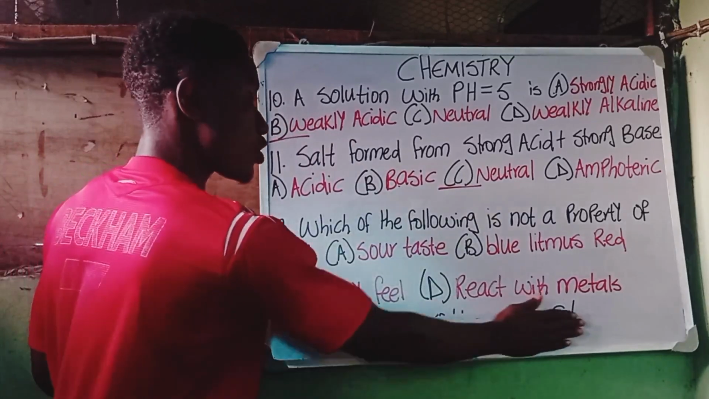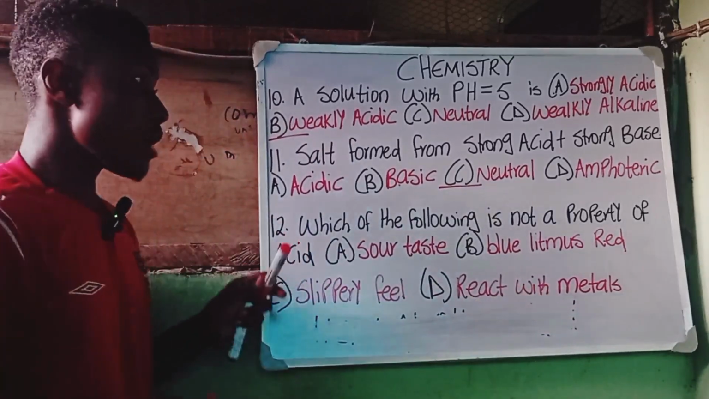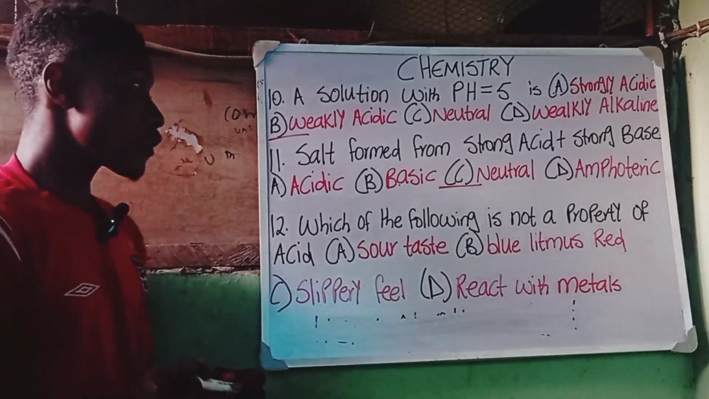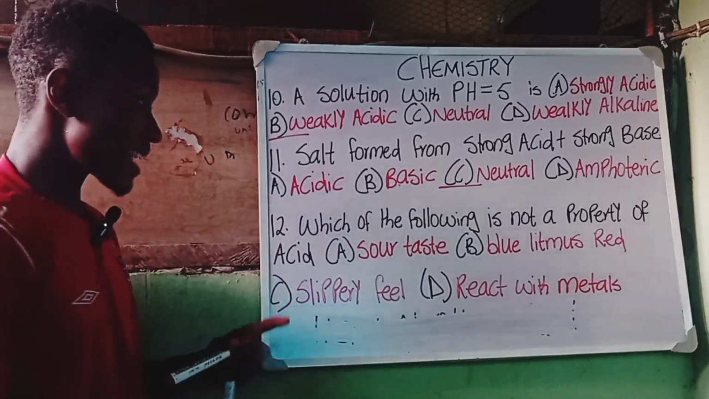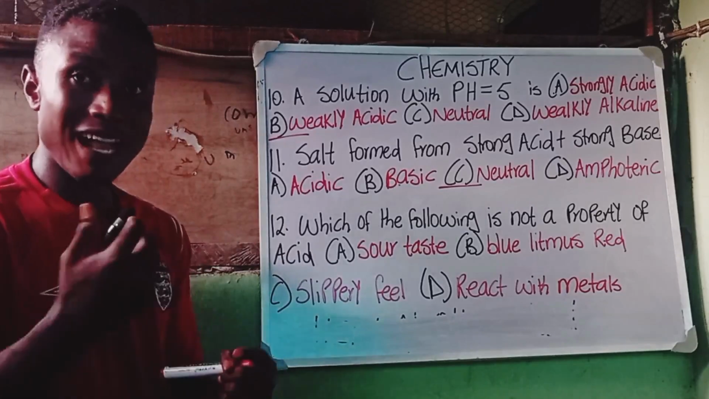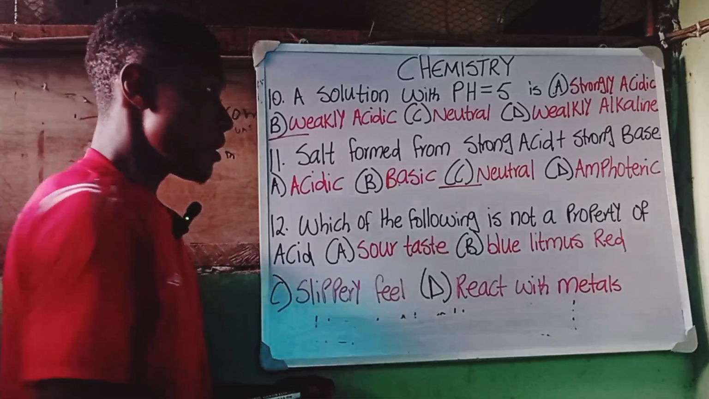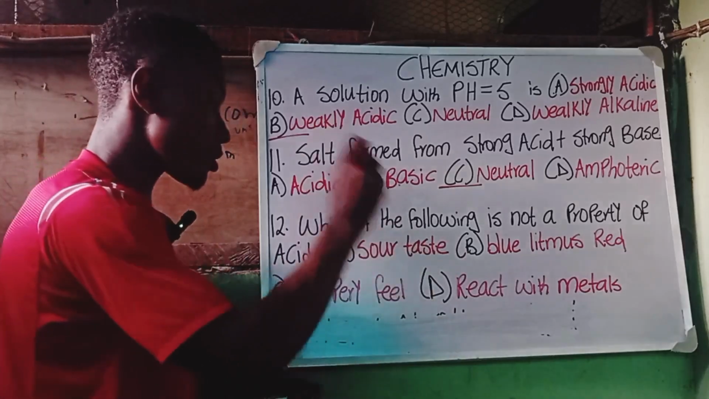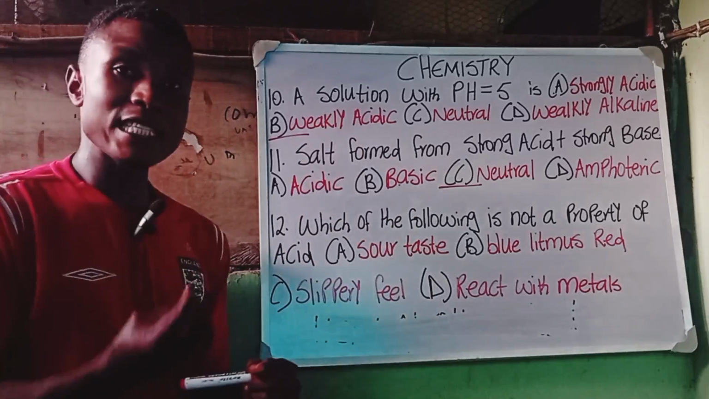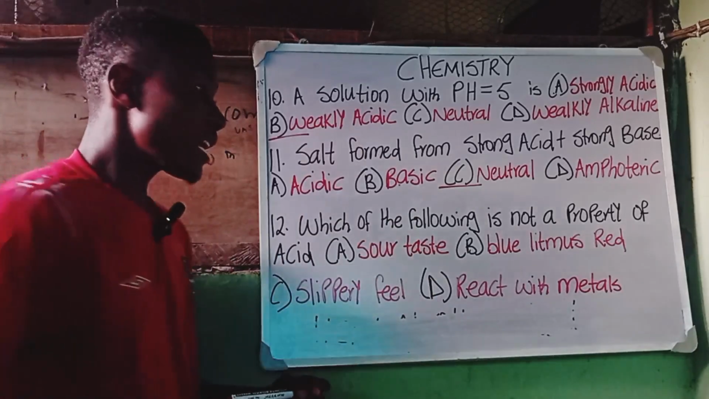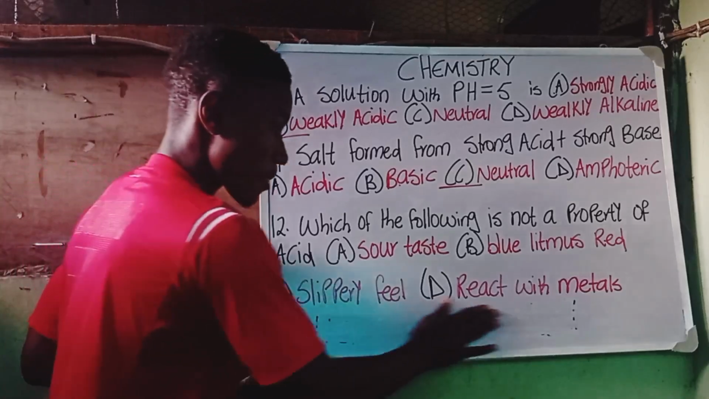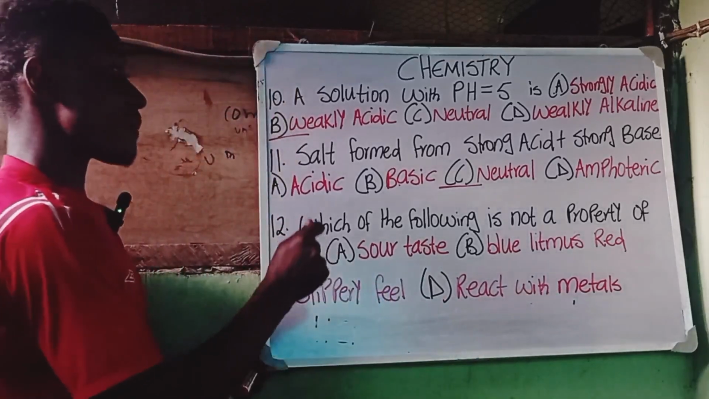It says, which of the following is not a property of acid? So we are asking about the characteristics of acid. We have A, sour taste. We have B, turns blue litmus paper red. C, we have a slippery feel. And we have D, reacting with metals. Right. So which of the following is not a property of acid?